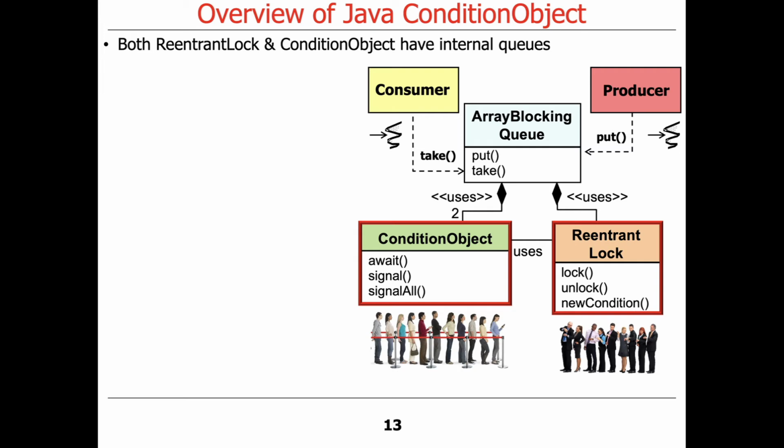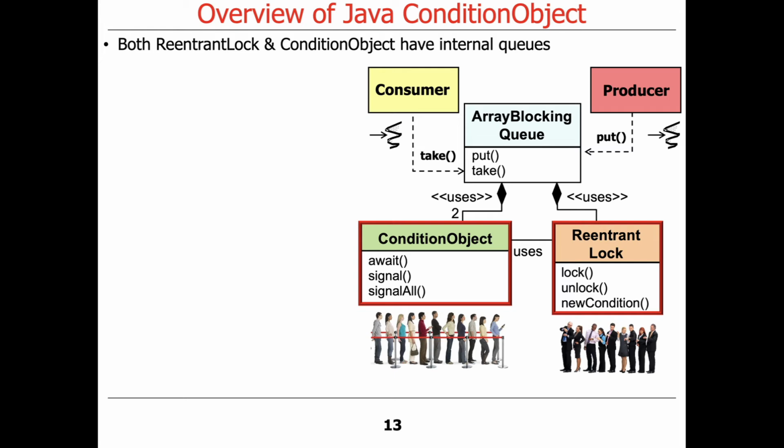Now, this is a little bit interesting to understand, and obviously, it helps to understand the API because that's what you're programming to. But sometimes when you understand what's happening underneath the hood, the API makes a little bit more sense. And to understand the API for ConditionObject, it helps to understand that it has a queue of waiting threads, just like ReentrantLock can have a queue of waiting threads. But they're different queues.